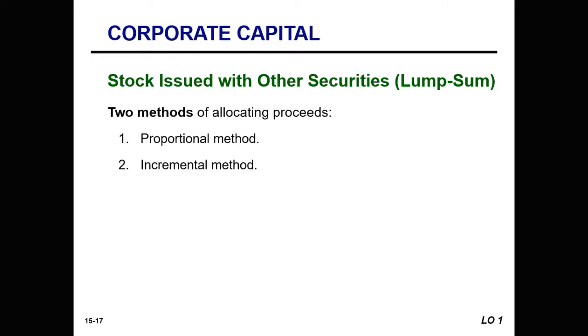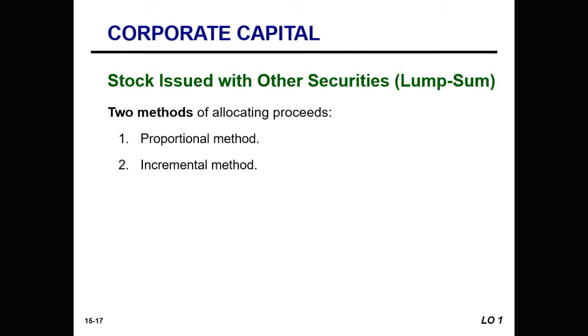Continuing to move forward, we're going to talk about some other issues that arise with stock. Sometimes stock is issued with another security. This is called a lump sum. This can be warrants that are attached to it. It can be bonds with stocks attached. There's a bunch of different varieties that can happen in the real world.